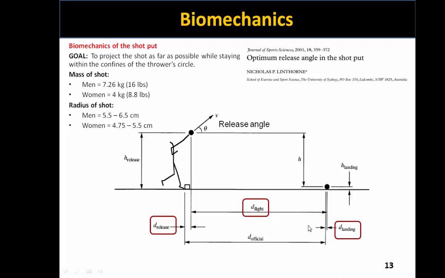And the officially recorded performance metric is taken as the sum of that release distance, which is the width of the thrower's block at the front end of the thrower's circle, plus the total flight, subtract the landing distance, which is the radius of the shot. So it's essentially where the front end of the thrower's block is to the near point where the shot put hits the ground.